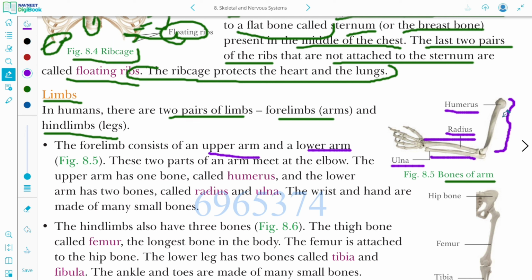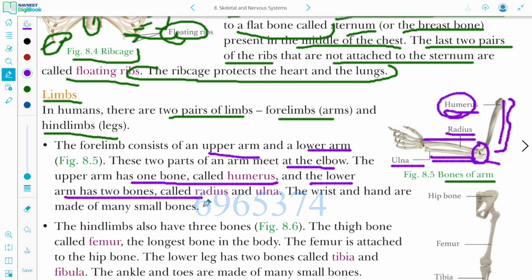Okay. The forelimb consists of upper arm and lower arm. ठीक है, this is the upper arm and this is your lower arm. These 2 parts of an arm meet at elbow. This portion is elbow. The upper arm has one bone called humerus. Upper arm के पास एक ही bone है जिसको हम क्या बोल देते हैं? Humerus. And the lower arm has 2 bones called radius and ulna.